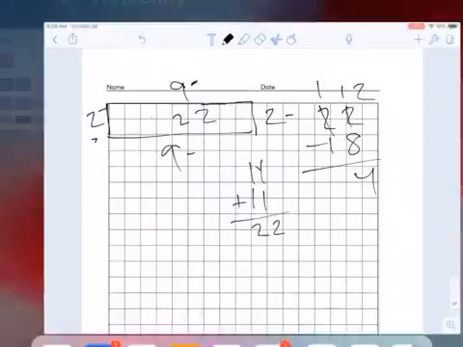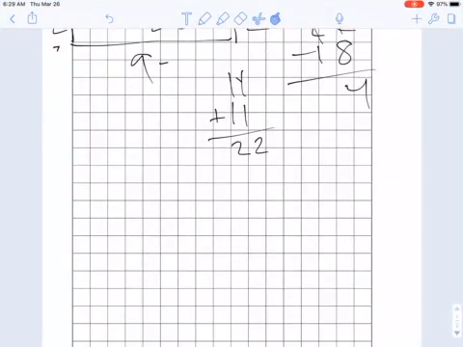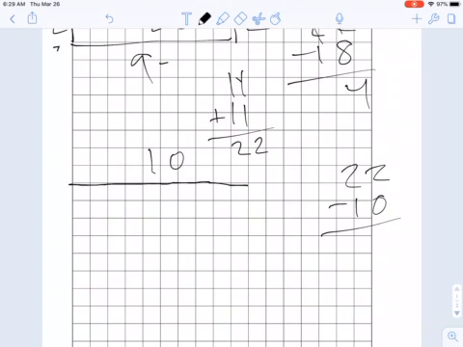Last one here. Okay, now I'm going to do 10. 1, 2, 3, 4, 5, 6, 7, 8, 9, 10. So that's 10. Okay, I know I have to get up to 22. So if my top is 10, my bottom is 10. That's 20. So 22 minus 10. 2 minus 0 is 2. 2 minus 1 is 1.